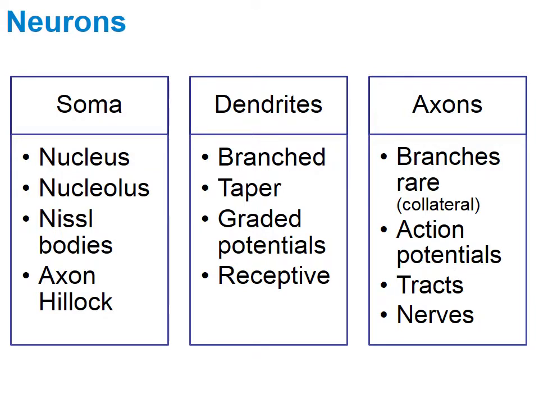Dendrites are usually branched and tapered. They generate graded potentials, which stay on the dendrites and do not travel. Dendrites respond to stimuli and are receptive, or receive electrical signals.